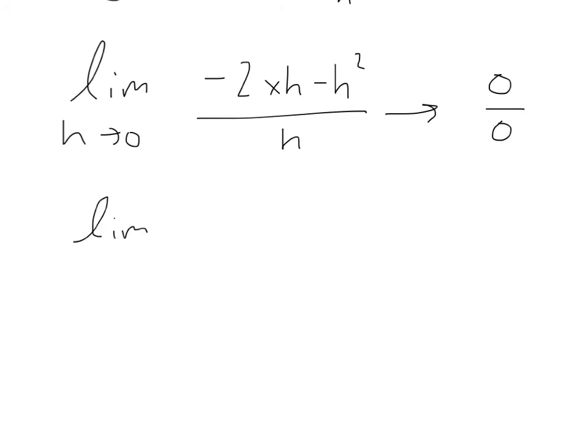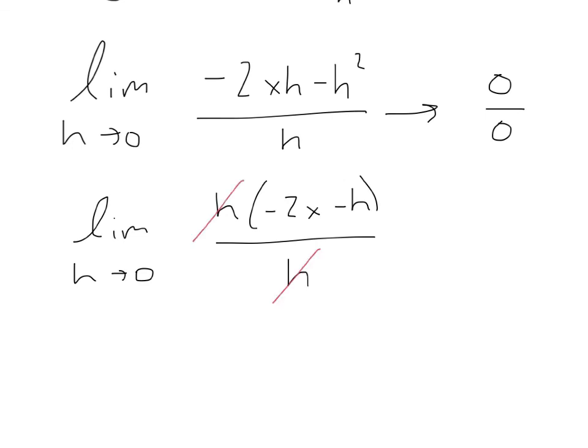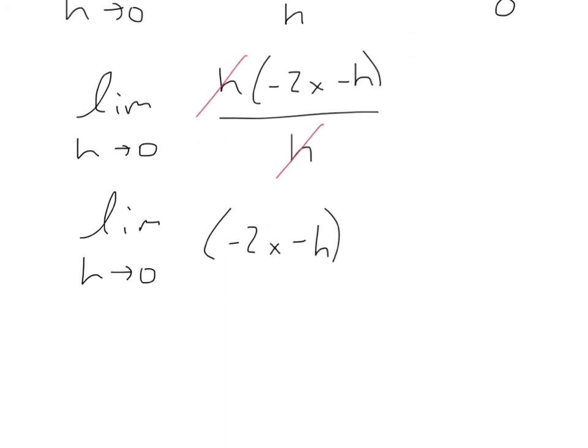I can end up with the limit as h approaches 0 of h times (negative 2x minus h) all over h. Well, how surprising. These h's actually eliminate one another, and all I have left is the limit as h approaches 0 of negative 2x minus h. So now what do we do? Now I'm supposed to evaluate again. Try plugging in that 0 again. This time when I plug it in, it totally works. When I plug in 0 for this h, I end up with negative 2x.